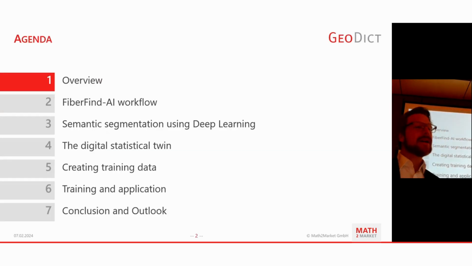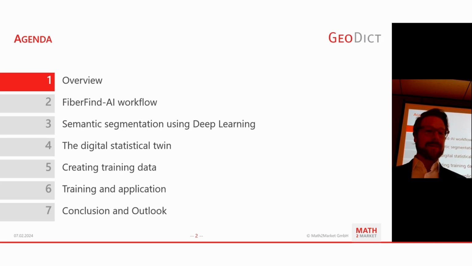The agenda looks as follows. I will give a short overview. Then I will explain to you how the FiberFind AI workflow works. And then I will talk about the aspect of extracting the fibers, which works using semantic segmentation with deep learning. Then I will talk about the so-called digital statistical twin, and how you can use the digital statistical twin to then create training data to train your own neural network. And finally, I will show you how to apply it to your own materials to analyze them.